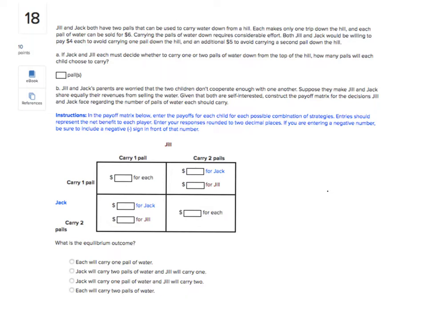Well, they'll each carry 2, because they get $6 for carrying it down. 6 is greater than 4, so they'll bring the first one down. Will they bring the second one down? Yes, 6 is greater than 5.